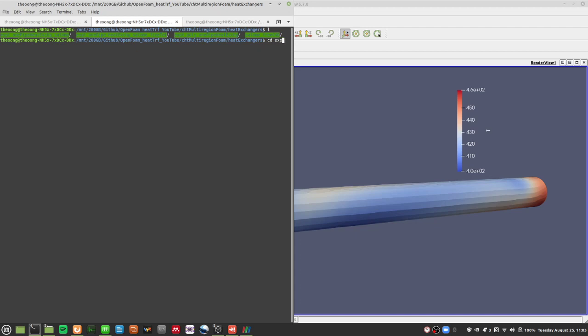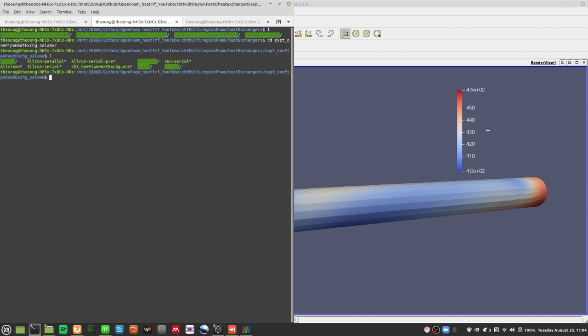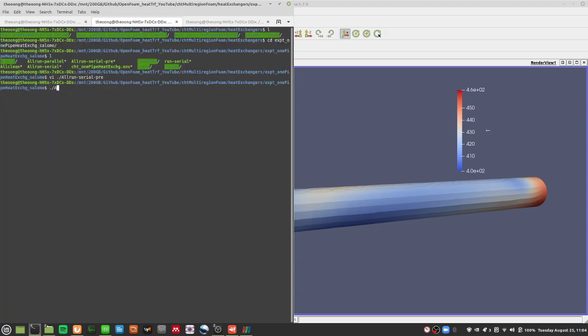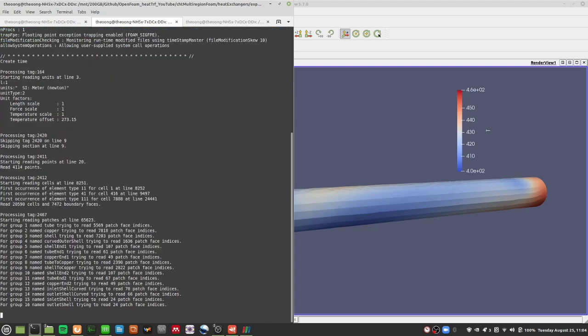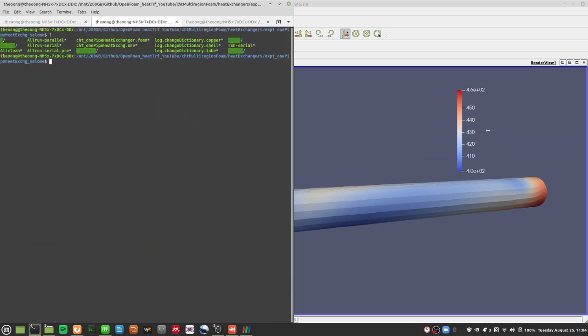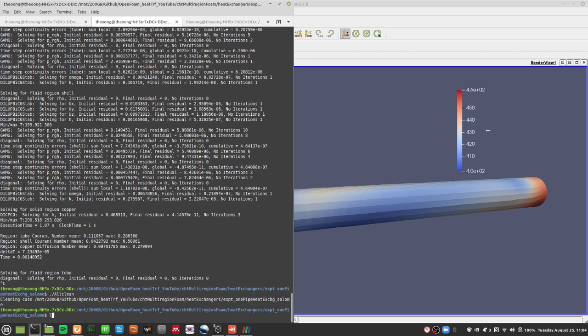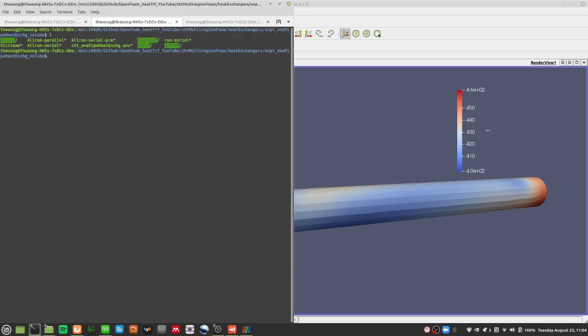Okay, let's see. Experimental one pipe heat exchanger Salome. Okay, let me, yes, Allrun.pre is here. Okay, so this is how you generate all the files. Allrun serial pre. Okay, so this will help you generate your 0 file again. So you just do that and chtMultiRegionFoam, and you should be able to run it. Okay, so I'll do it Allclean. This will be uploaded.